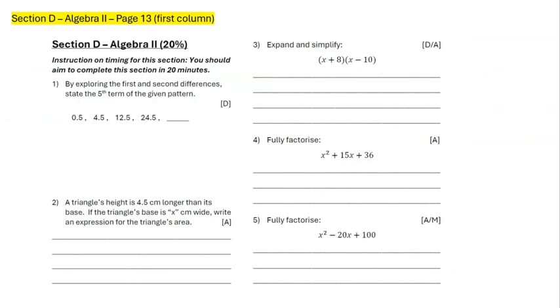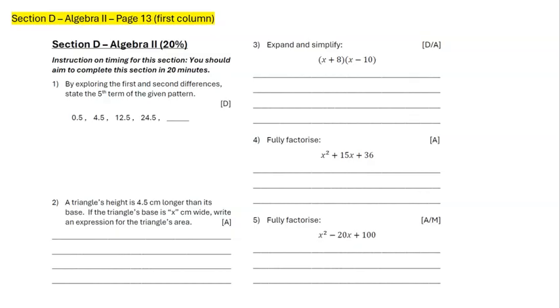Now onto section D, and just a reminder, this is worth 20%, so you should be spending 20 minutes on the exam. This is basically the hard algebra section, the quadratics, double brackets, that sort of stuff. So we haven't put any multi-choice in here, just to save you a bit of time so we can test you on all the skills that we need to see.